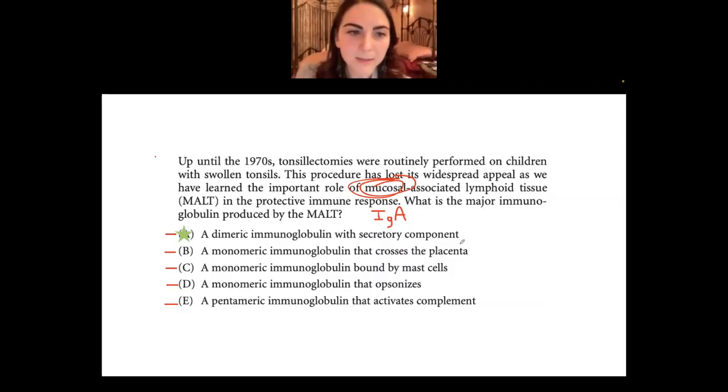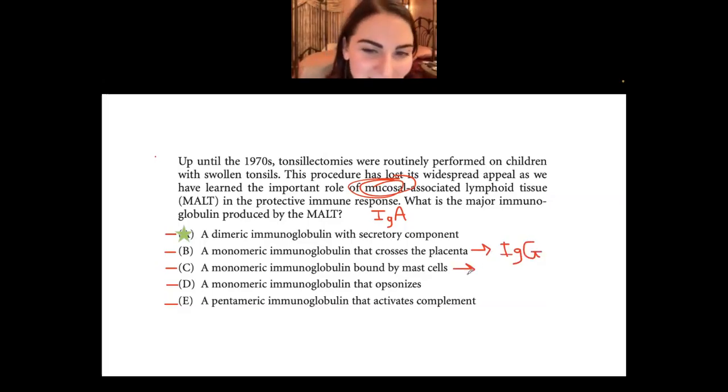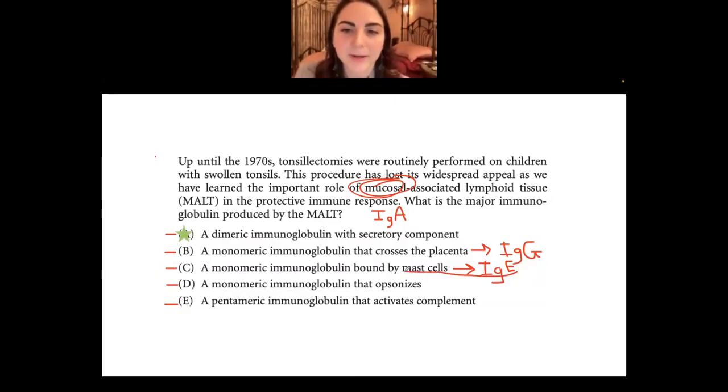What is B? A monomeric immunoglobulin that crosses the placenta. Yes, good. IgG. Yes, amazing. How about a monomeric immunoglobulin bound by mast cells? Is that E? Yeah, very good. I realized I didn't really talk about this too much. When we talk about type 1 hypersensitivity, I go into a lot of detail about it, so I didn't want to do it twice. But yeah, IgE is always just bound to the surface of mast cells, just always.